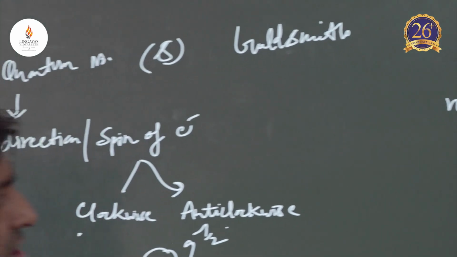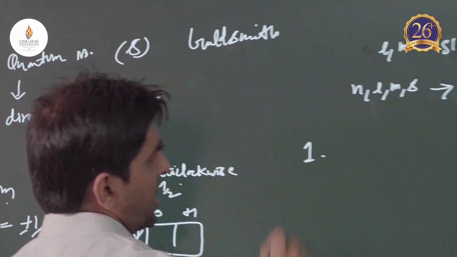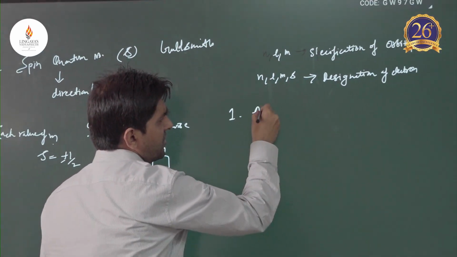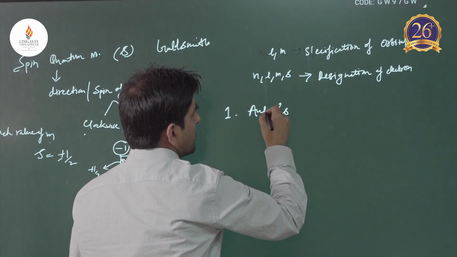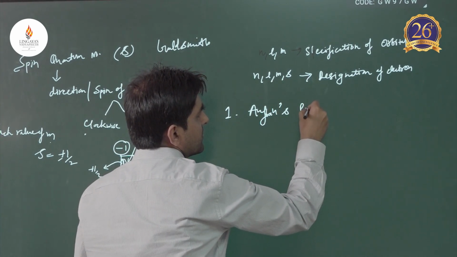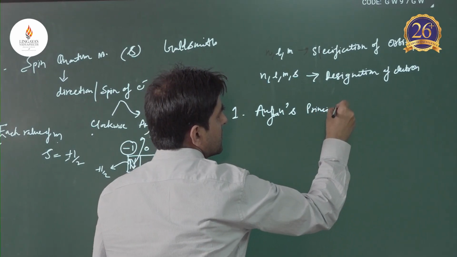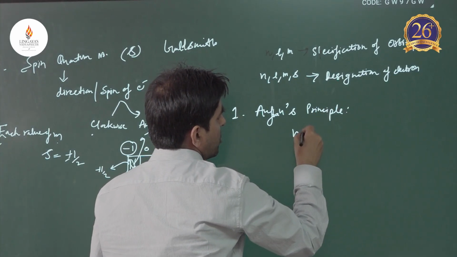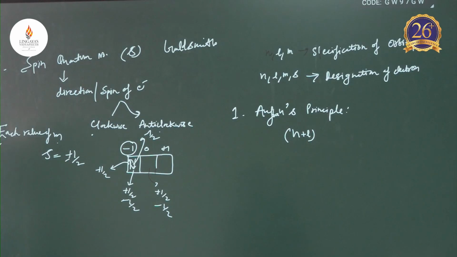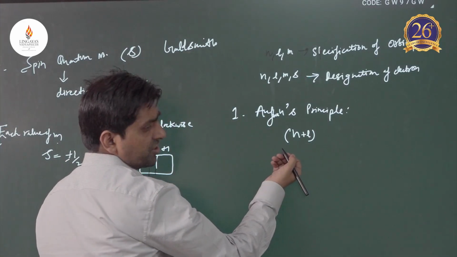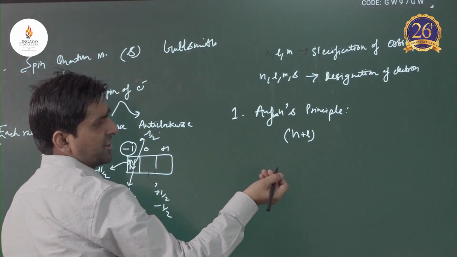For this there are three rules, which I have already told you in the beginning. The first rule is the Aufbau principle, that is the n plus l rule. Electrons fill in order of their increasing energy level. It means electrons fill the lowest energy level first and the highest energy level last.